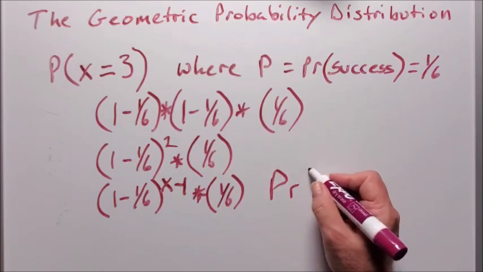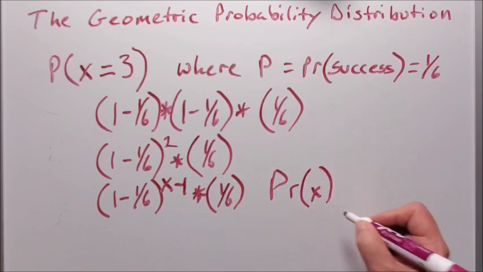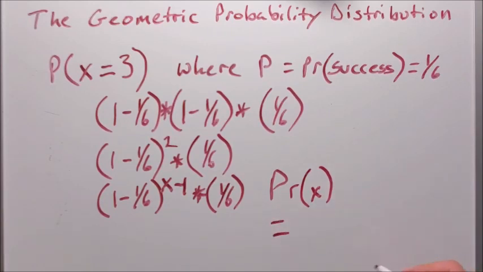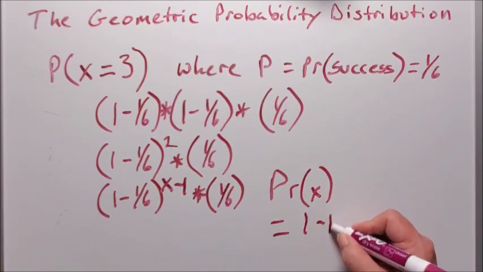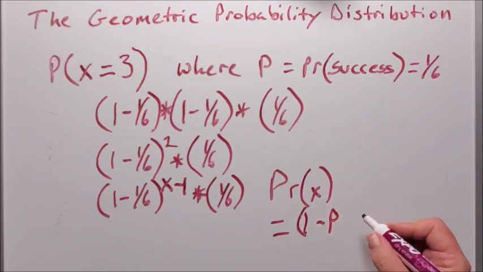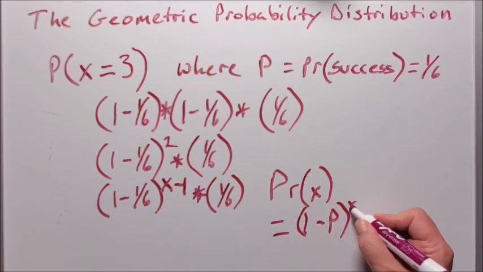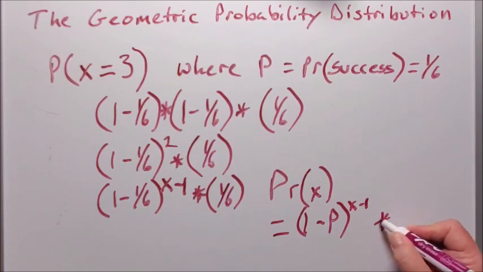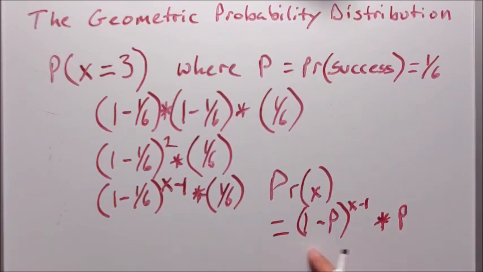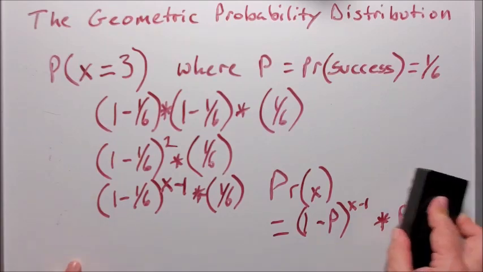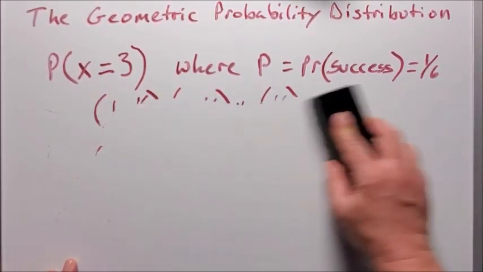The generic formula for geometric probability is the probability of x is equal to 1 minus p, the probability of success, to the x minus 1 times p. And that's always the case for geometric probability. Great. I hope that's clear. Let's move on, now that we have the general form, and go on to the next stage of what we're going to talk about.